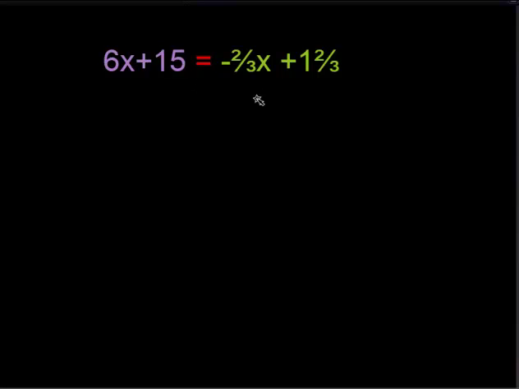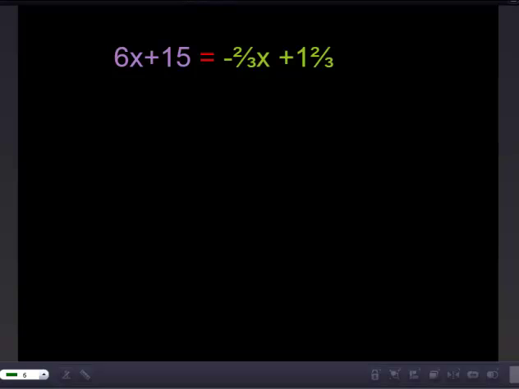So now that I have them together, I want to move one of these. Which one's lighter, 6 or negative 2/3? Negative 2/3 is, so I'm going to take that negative 2/3 and move it by adding 2/3 x plus 2/3 x. So this would turn into 6 and 2/3 x.